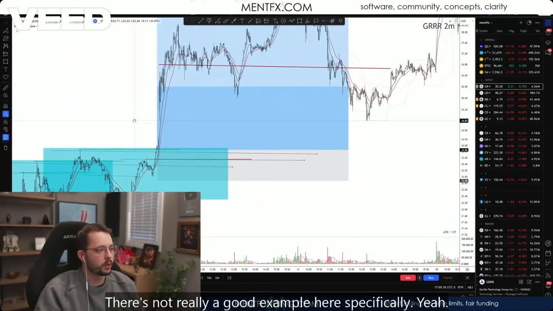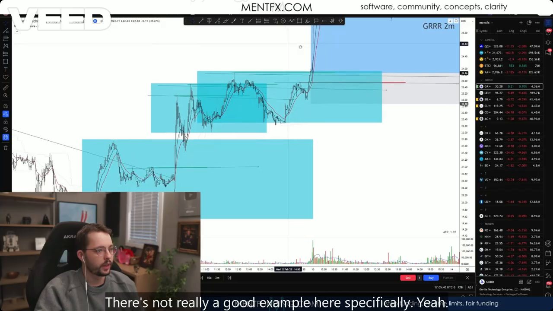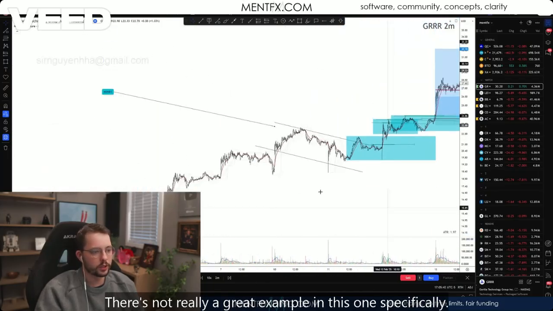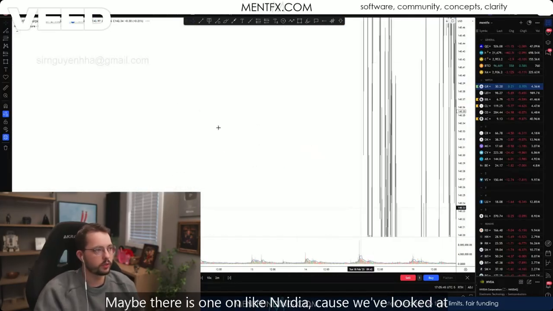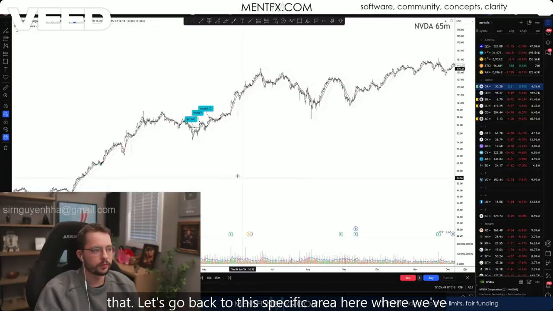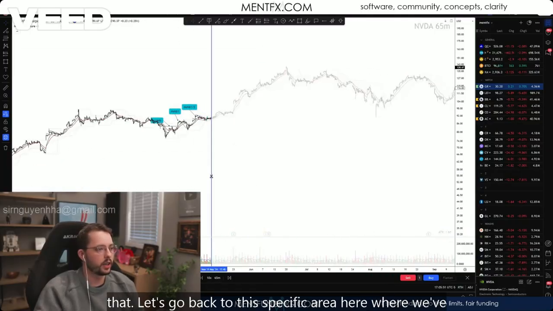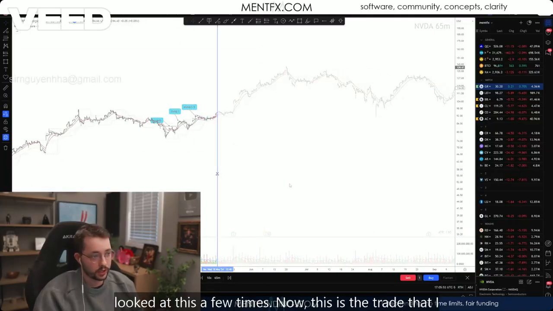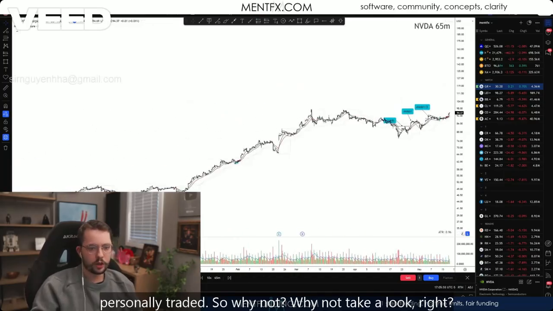There's not really a good example here specifically. Yeah, there's not really a great example in this one specifically. Maybe there is one on like NVIDIA, because we've looked at that one a few times. Let's go ahead and take a look at that. Let's go back to this specific area here where we've looked at this a few times now. This is the trade that I personally traded, so why not take a look?